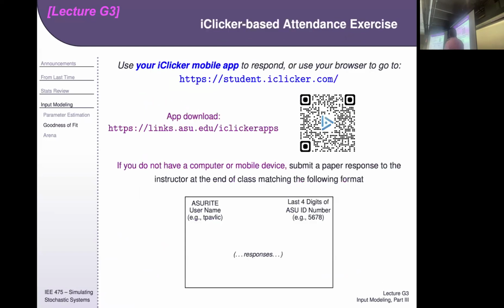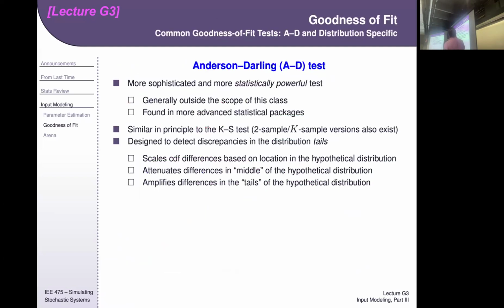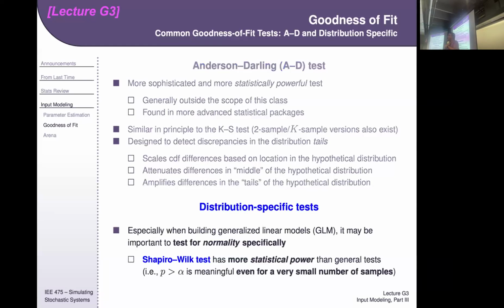I'm just going to skip ahead just for time here. There are other tests that you'll see. The book mentions the Anderson-Darling test. This is also a very powerful goodness of fit test. It has its own pros and cons. So if you see Anderson-Darling, just know that it's a powerful goodness of fit test. I'm not going to ask you to use it, but I just want you to hear about the term.